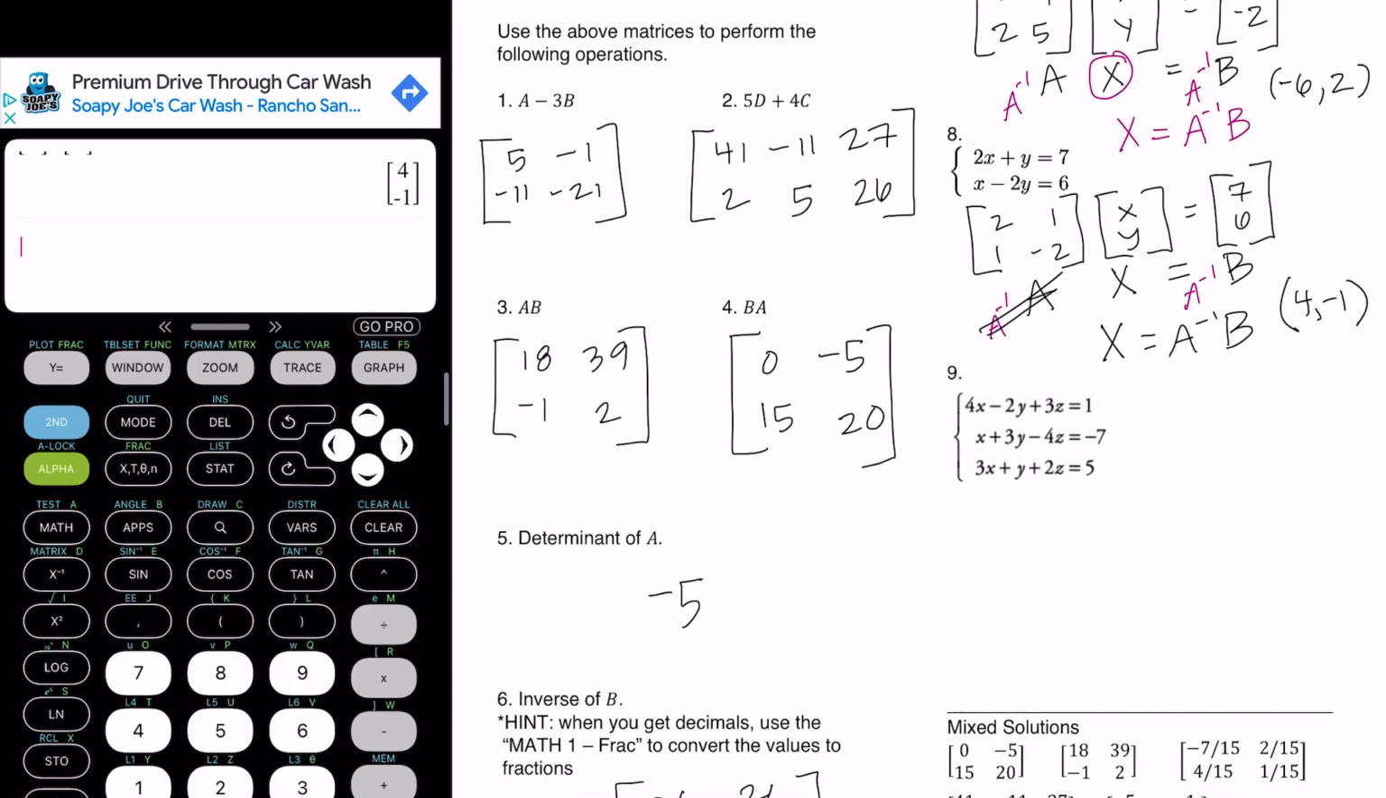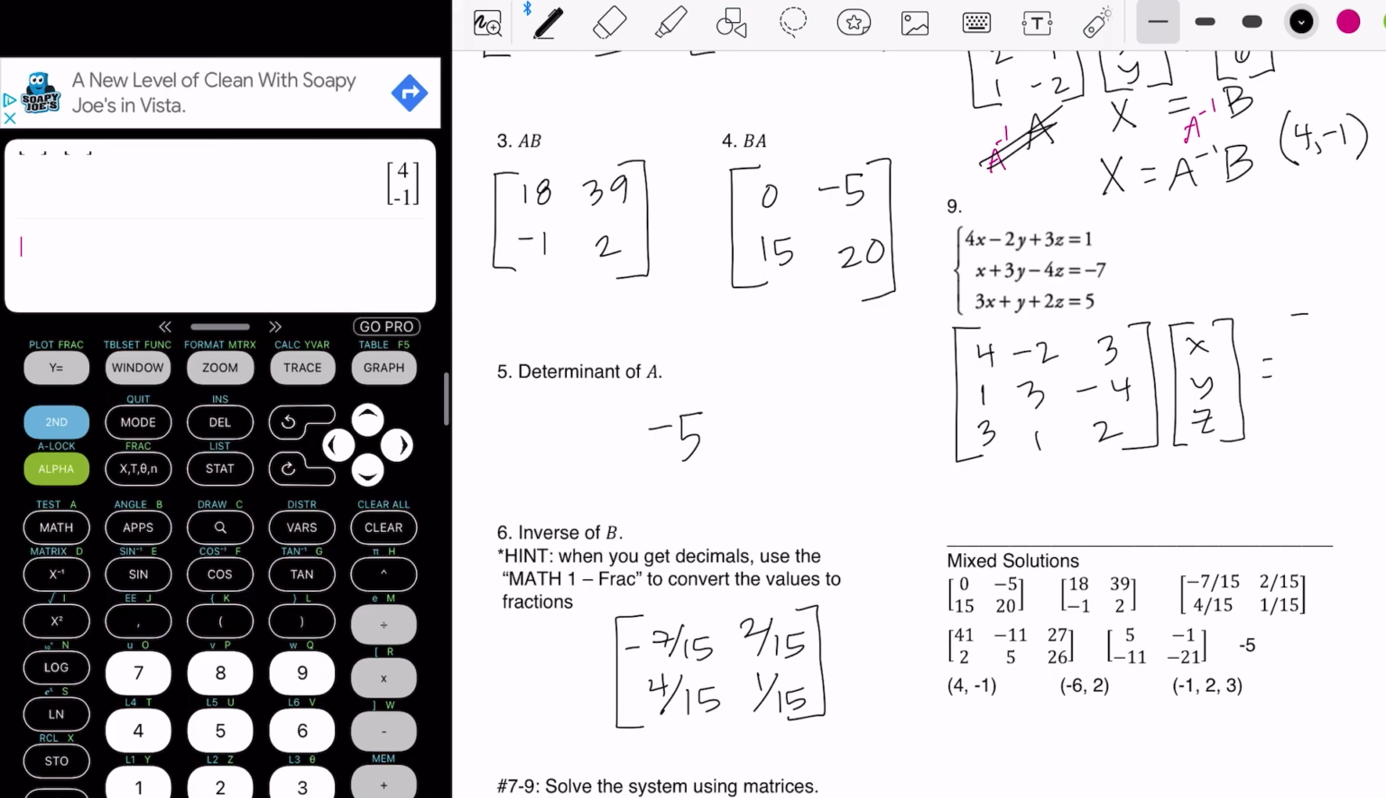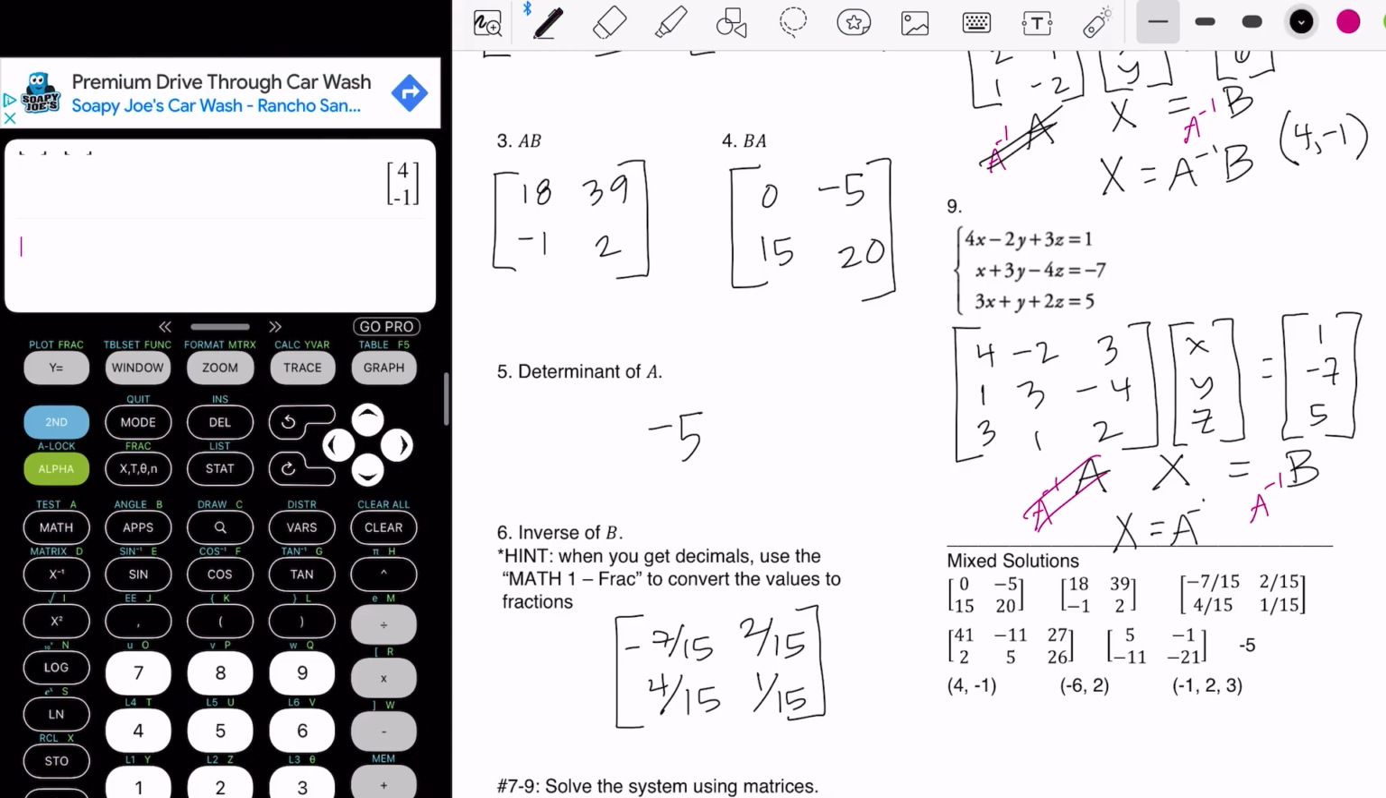And then for our last one, we have a 3 by 3, so you're going to have to set that up. So there's our coefficient matrix, our variable matrix. Now we have a z since it's 3. And this is AX equals B. Again, showing the work to isolate the x. And then we get x equals A inverse B.